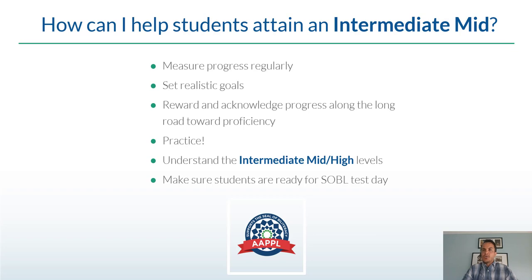So what can we do as a program? What can I do as a language educator to make sure that I've got my students on the right track to reach those proficiency goals? Of course, number 1, measuring progress regularly, right? If I only begin the proficiency assessment process by the time my students are seniors, many of them, sure, I hopefully will earn the Seal of Biliteracy, but some of them might not.